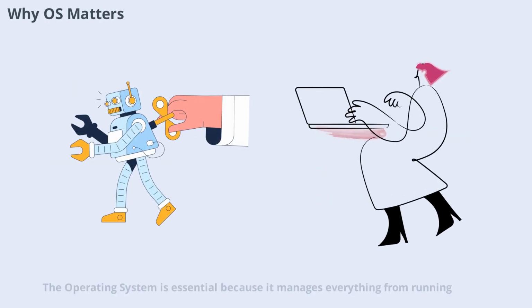The operating system is essential because it manages everything from running your favorite apps to handling files and connecting to the internet. It also ensures that your device's hardware, like the keyboard, mouse, and screen, work together seamlessly. Without an OS, using a computer would be nearly impossible for most people.